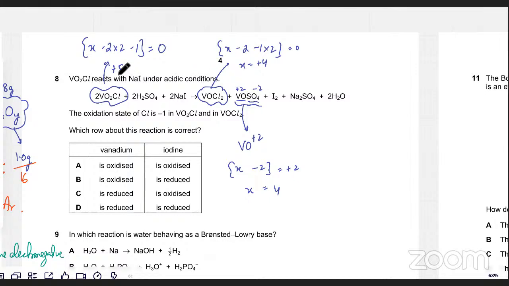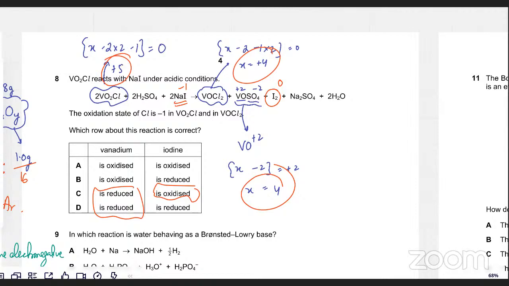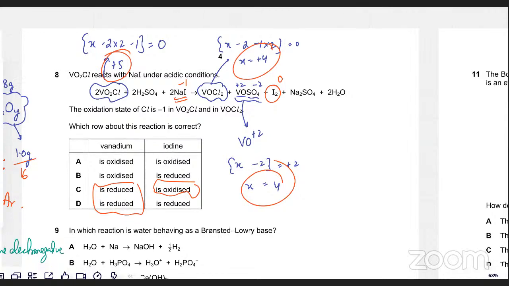So vanadium goes from +5, originally it's +5 over here, and now it's +4 over here and +4 over here as well. That means it's getting reduced, right? Is this clear? Yes, sir. And iodine is getting oxidized. That's obvious because iodine is -1, and over here it's 0. So the oxidation state of iodine is increasing. When it increases, that means oxidation is taking place.